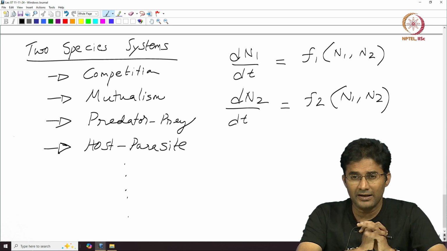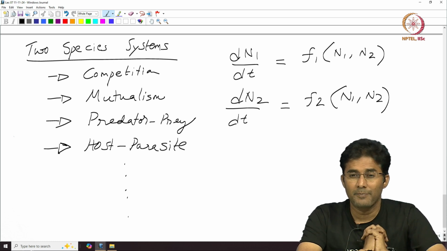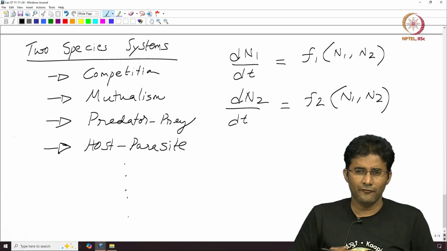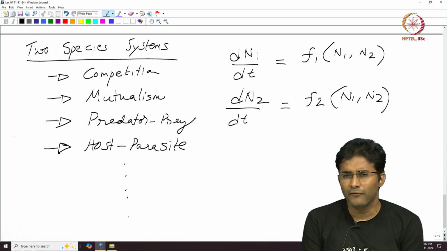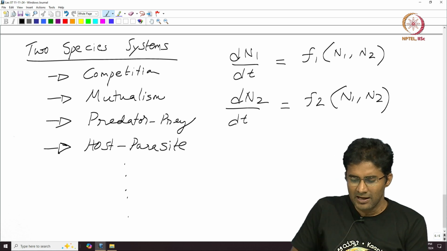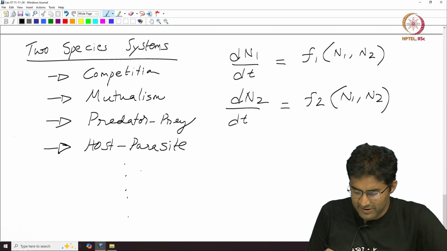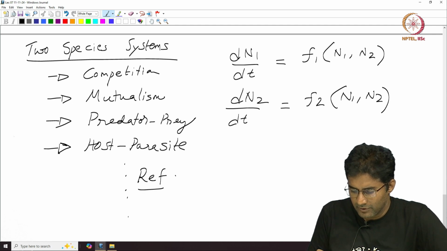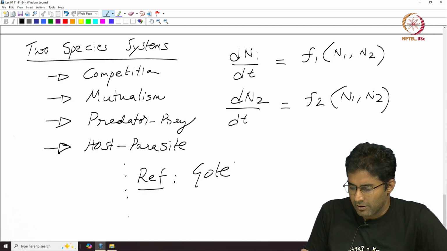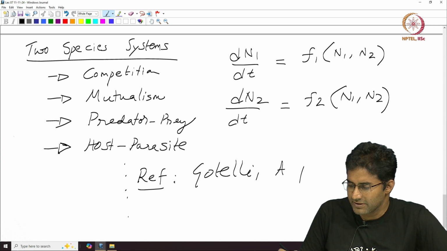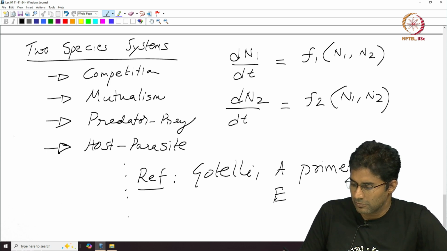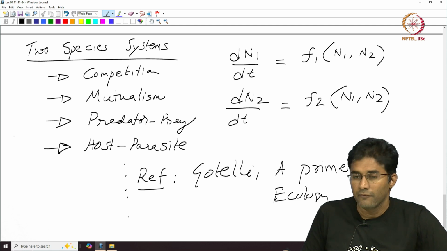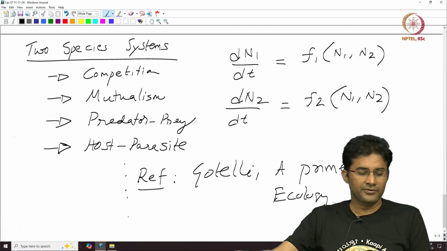And in fact that is precisely what happens when we have a predator and prey. The analysis of that is something I am not going to cover here because that requires a few additional mathematical skills, and I would encourage you to look at the reference by Allee, A Primer of Ecology, which covers some of these additional models.